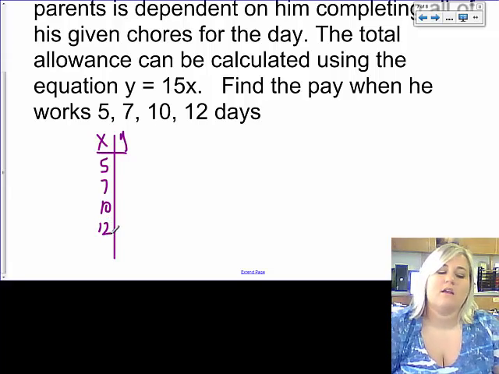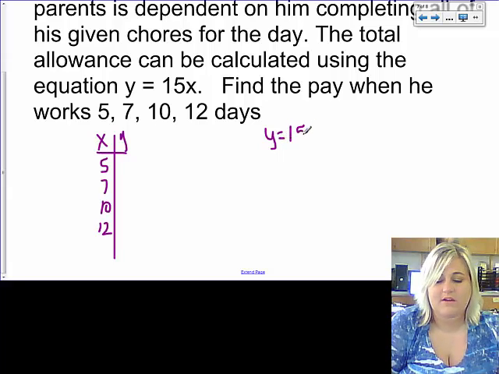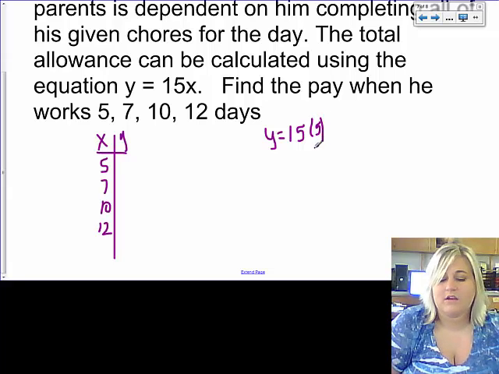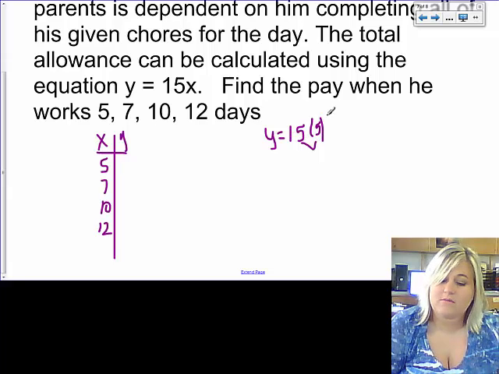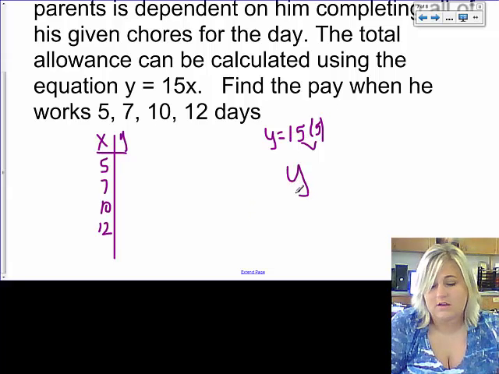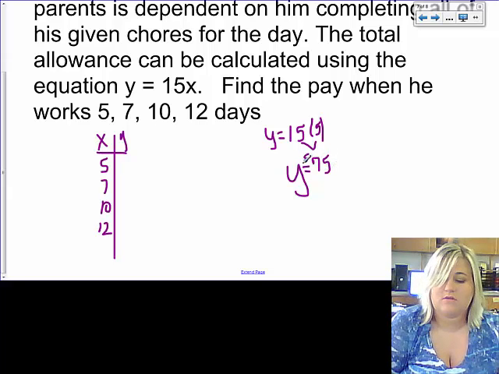Okay, so all we have to do is say y equals 15, and instead of x, we're going to put that first value, which is 5. So all I'm doing here is multiplying, and I have 15 times 5, which is going to give me 75. So he will get paid $75 if he works 5 days.